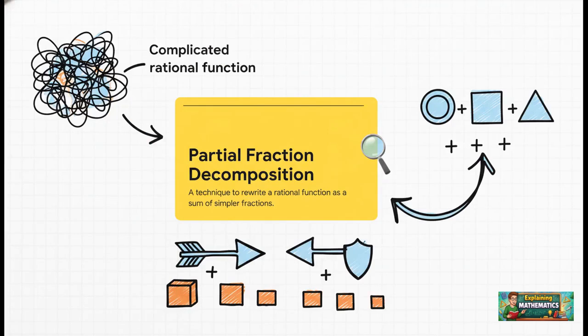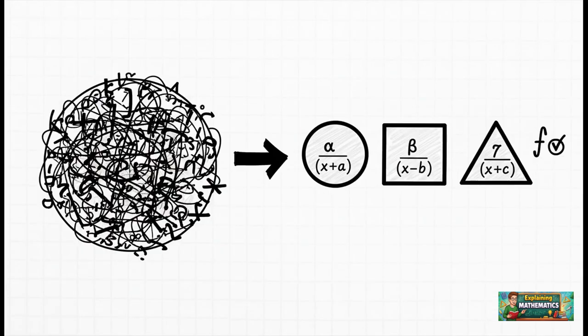So what is it really? Well, it's just a method for taking one big, clunky rational function and rewriting it as a sum of much simpler, much friendlier fractions. You can think of it like the ultimate divide and conquer strategy for math problems. And this, right here, is the big aha moment. This is the whole idea in a nutshell.